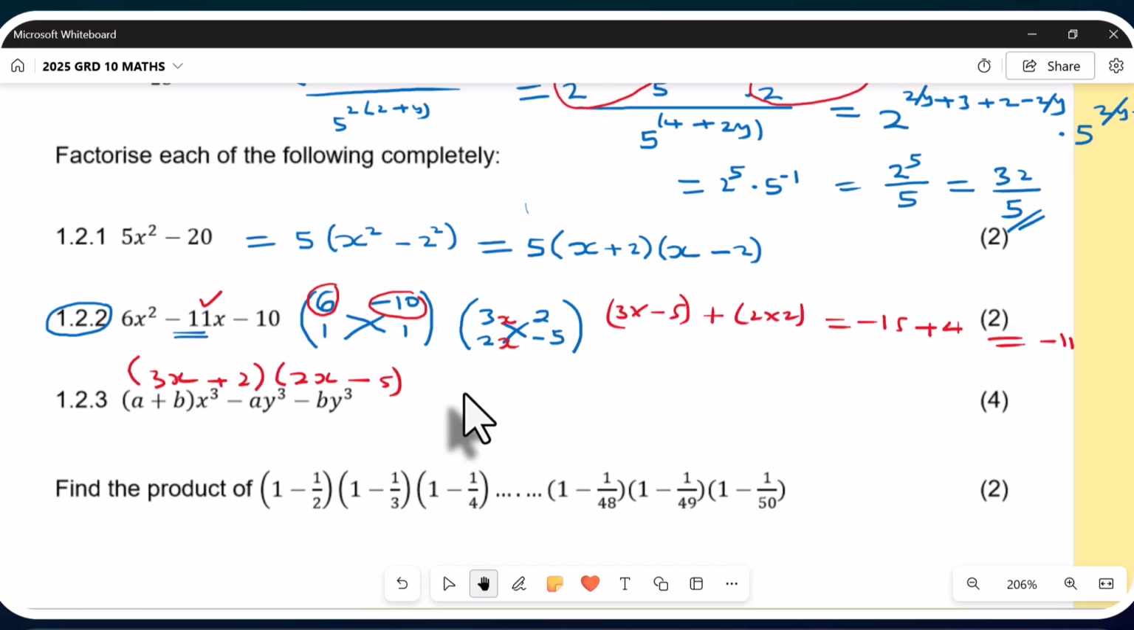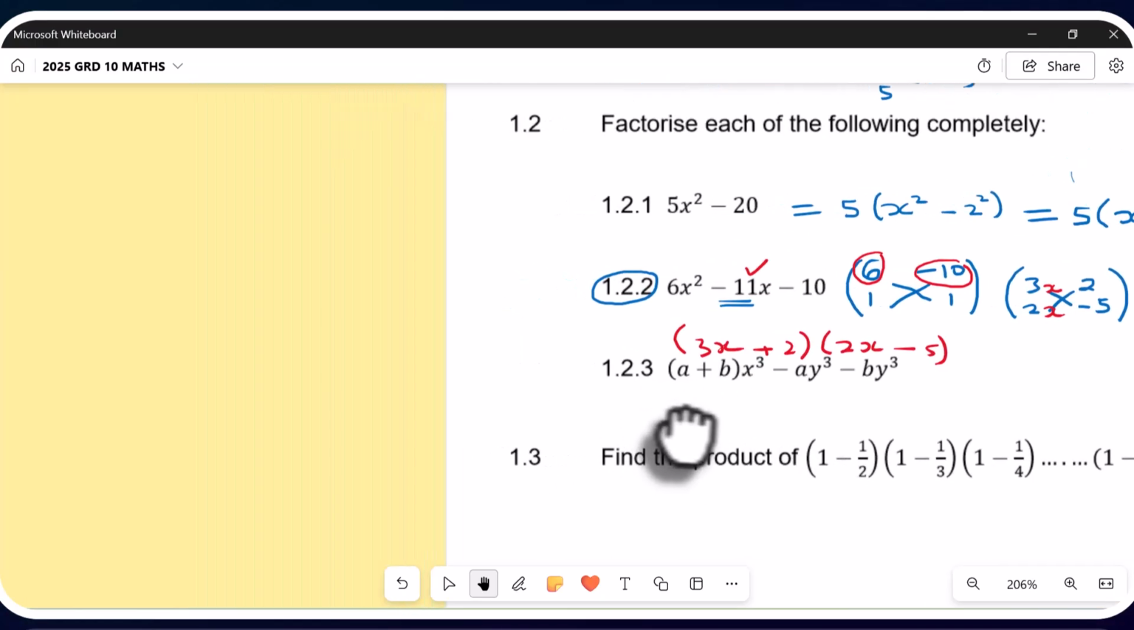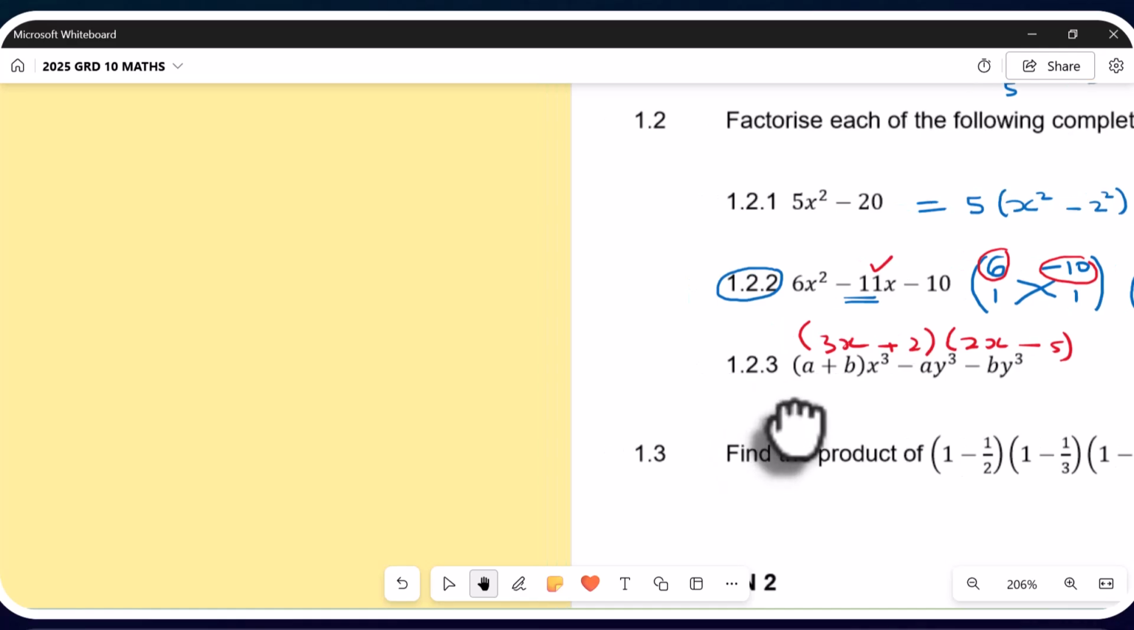Look for 2 numbers, multiply, get negative 60. With 2 numbers, you get negative 11. Let us try and see. So I'm going to say minus 15, and then positive 4, isn't it?